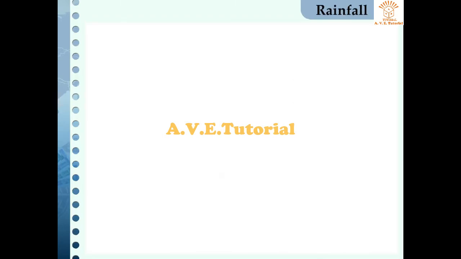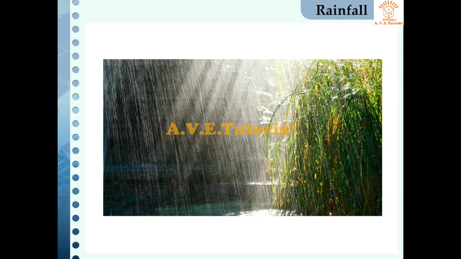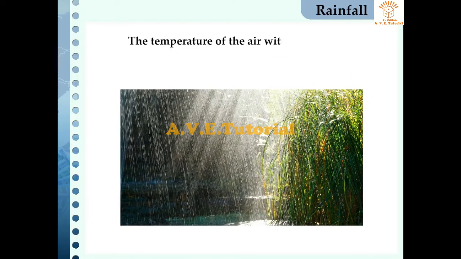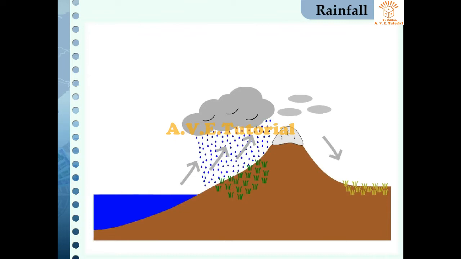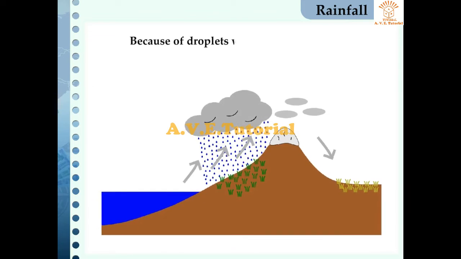Rainfall. We generally get water in the form of rainfall. The temperature of the air with water vapor reduces when it goes higher. Condensation of the vapor occurs. Clouds form when the condensed water droplets and dust particles accumulate. The water droplets increase in size. When they cannot float in the air anymore because of their weight, they come down as rainfall.